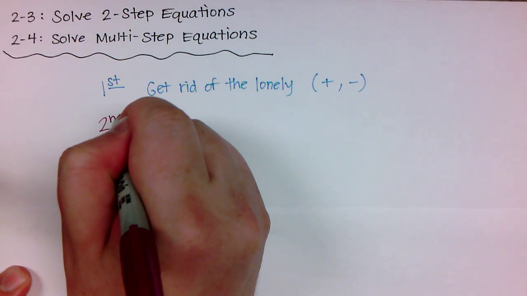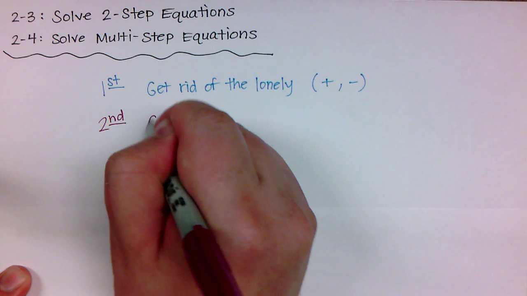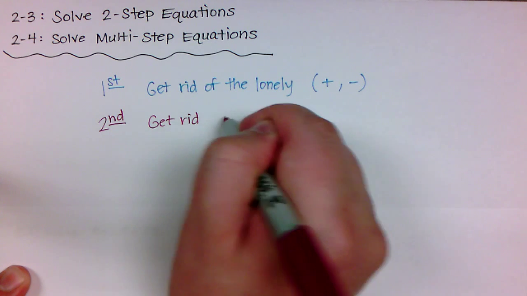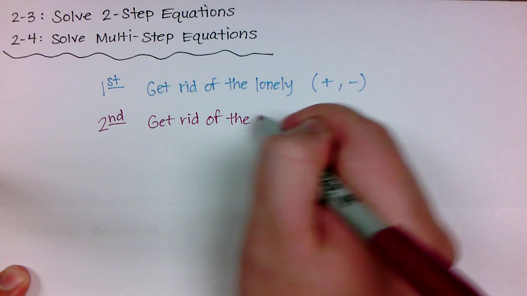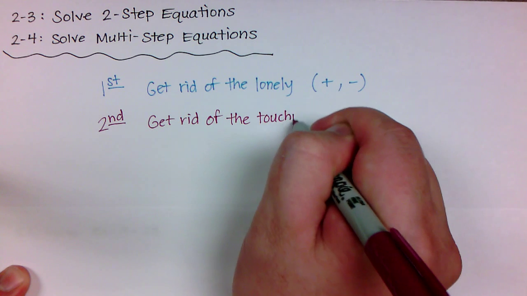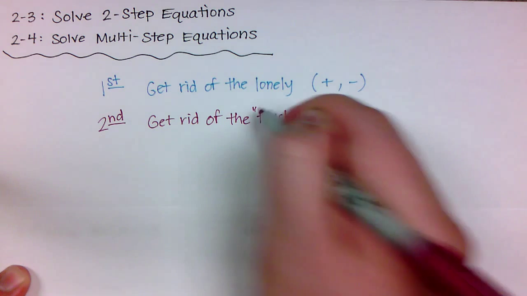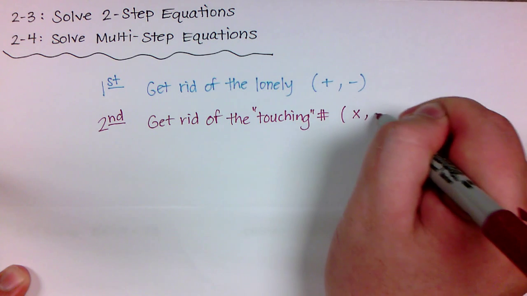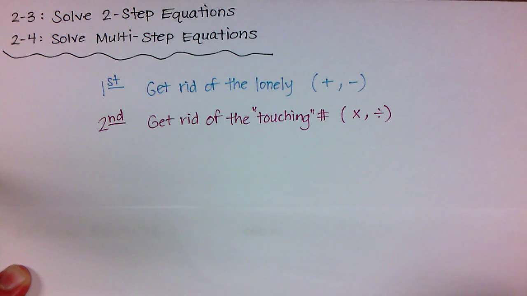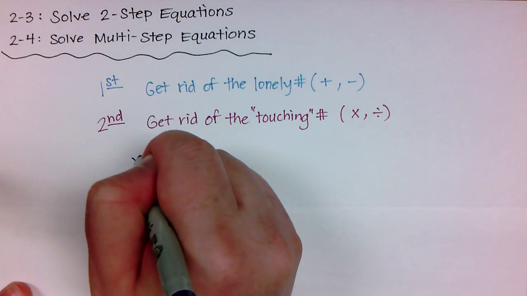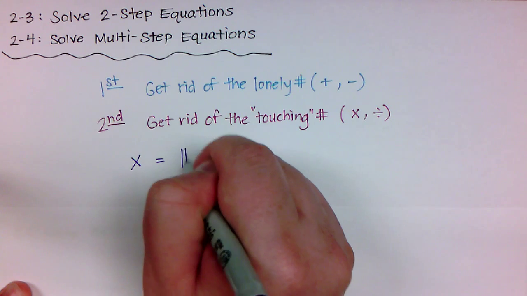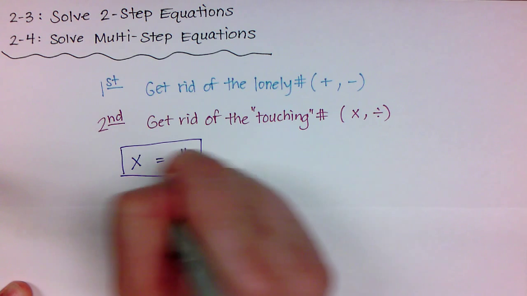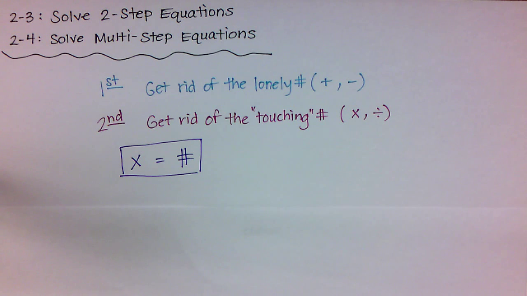Then the second step that I want you to remember is to get rid of the touching number. So the number that in some way is touching our variable. And you're going to do this by either multiplication or division. Okay, I forgot the number sign there. I'm sorry. So then for our end result, we're going to finally get down to our variable equals some number for our solution. Okay, this is still what we're trying to achieve in the very end.